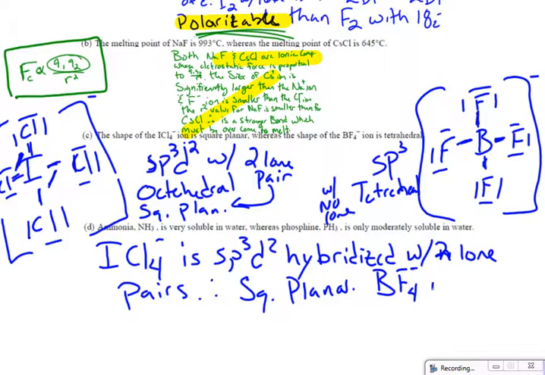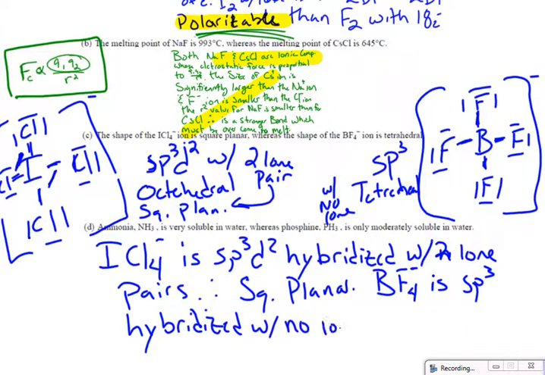BF4 minus is sp3 hybridized with no lone pairs, therefore tetrahedral.